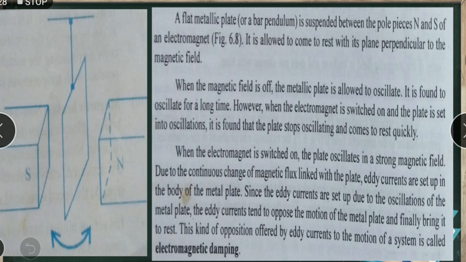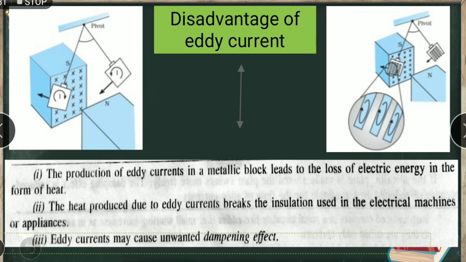Next, suppose there are a number of holes or slits. You can see here there is no complete metallic plate, instead a fork-like structure. If we replace the complete plain metal plate with this fork-like structure, it reduces the area available for the eddy current, so we can reduce the damping effect. If we reduce the damping effect, the plate oscillates very freely.